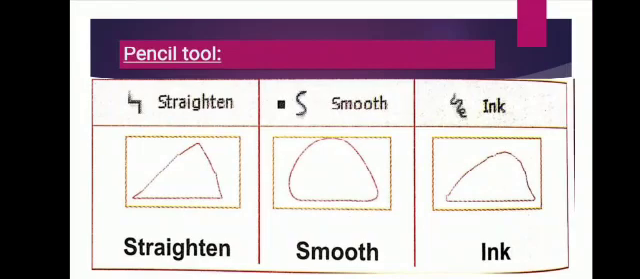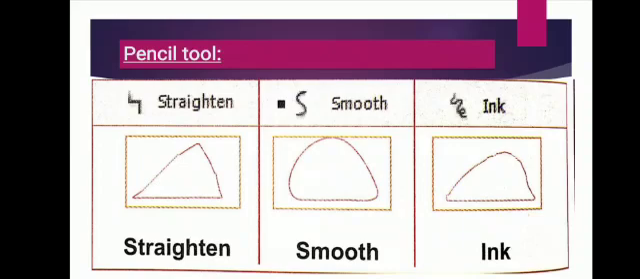First is straighten. By default straighten is selected. You can change according to your choice. It automatically straightens the line drawn by the pencil tool. Second is smooth. It is used to draw a smooth and curved line. And third is ink. This option helps to draw freehand lines with no modification. Freehand drawing you can do with ink.